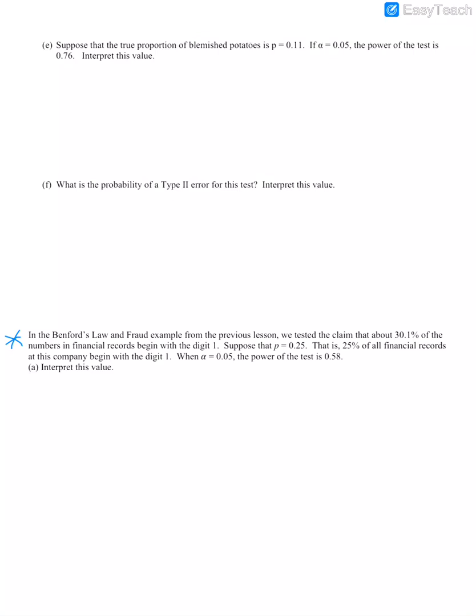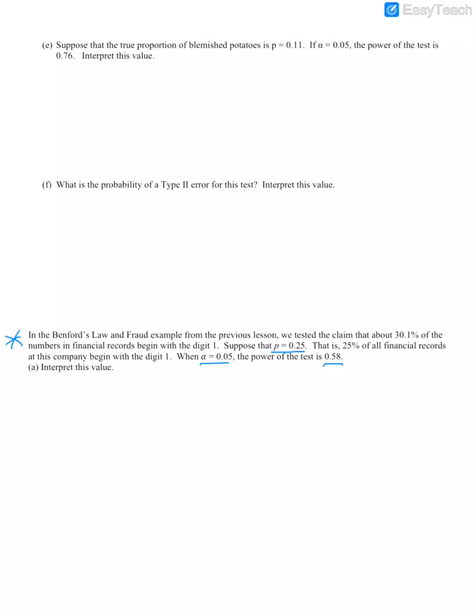So in the Benford's law and fraud example from the previous lesson, we tested the claim that about 30.1% of the numbers in financial records begin with the digit 1. Suppose that P is 0.25. That is 25% of all financial records at this company begins with the digit 1. When alpha, that's your significance level, is 0.05, the power of the test is this. Interpret this value.